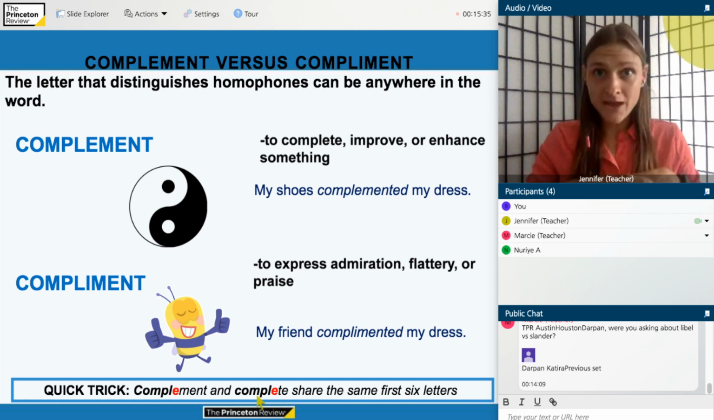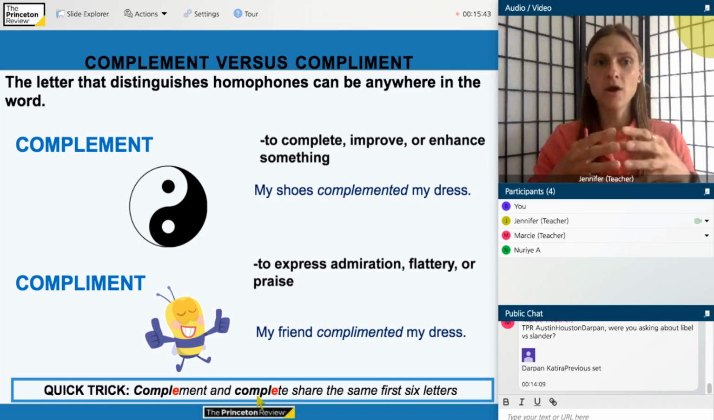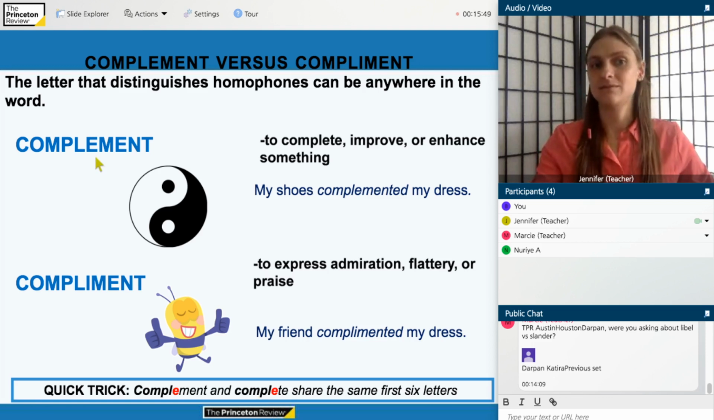If you like math, you can think of complementary angles. They add up together to complete a 90-degree angle. So there are lots of little ways, but just focusing on the part of it completing, and the word complete having the E, and complement having that E right in the same place as complete does.